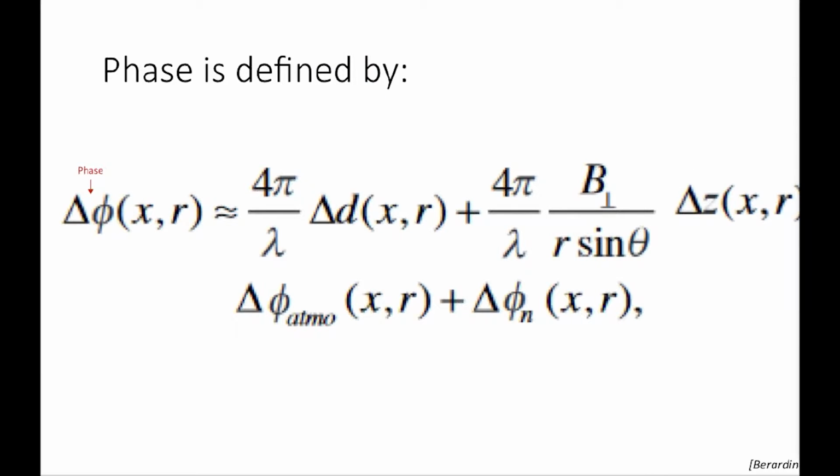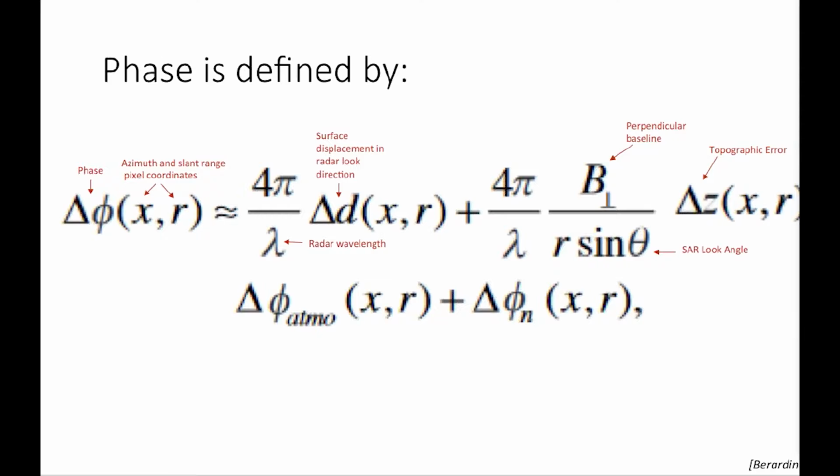So phase is defined by basically this surface deformation that we see on the Earth's surface. And this equation was created by Berardino and others in 2002. For phase, you have to take into account the azimuth, which is the satellite direction, and the slant range in pixel coordinates. You also have to take into account the surface displacement in the radar direction, the radar wavelength, and in this case we use Sentinel-1A data, which has a radar wavelength of 5.6 centimeters. Then there's the perpendicular baseline, which is the orbital separation between the two passes, the SAR look angle, and the topographic error, which should be pretty low for the Houston-Galveston area because it's mostly a flat surface.